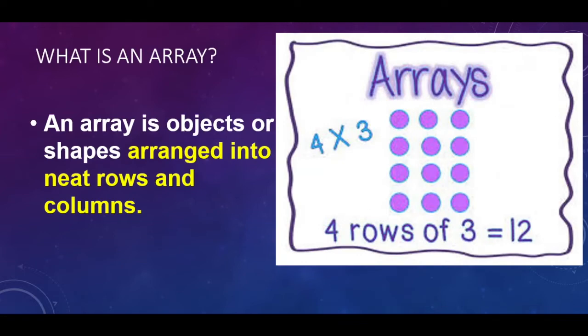What is an array? Remember that an array is objects or shapes that are arranged into neat rows and columns. Okay, so here we have 3 columns, 4 rows. 1, 2, 3, 4. And that equals 12, so they're just neatly arranged.